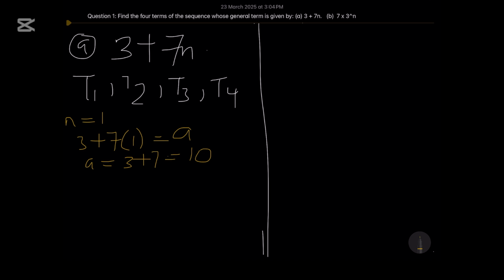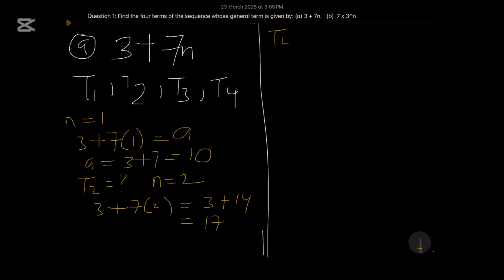Our first term is 10. Then to get the second term, our number of term is number 2. So we substitute for n with 2. That will be 3 plus 7 bracket 2. So we have 3 plus 14, which is 17. That's our second term.